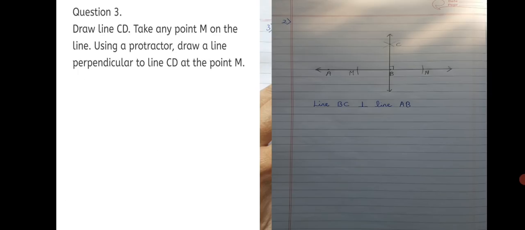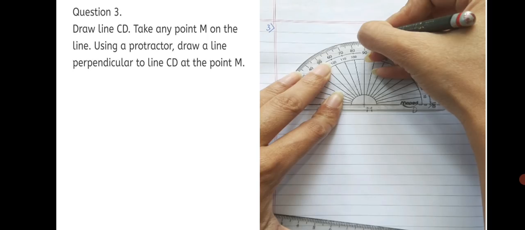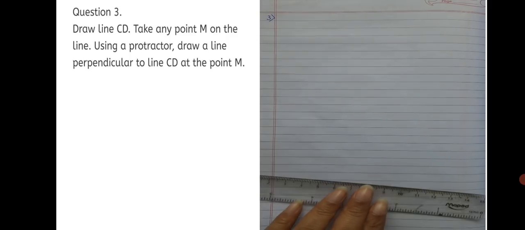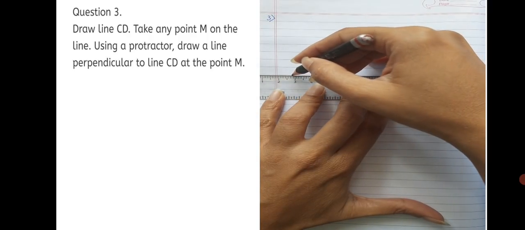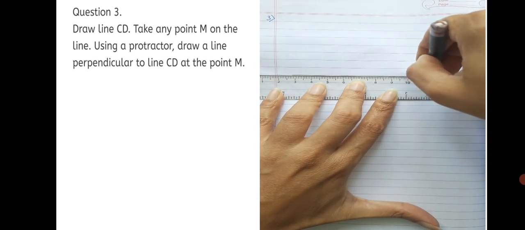Question number 3. Draw line CD. Take any point M on the line. Using a protractor, draw a line perpendicular to line CD at the point M. So now we have to use a protractor. So let's see. First we will draw line CD using a scale and a pencil. So let's draw line CD.